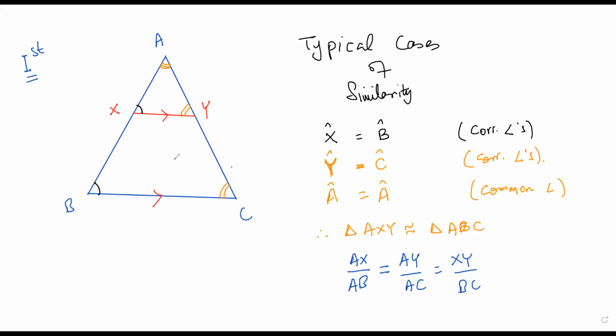Let me tell you again that we had a triangle ABC, then we have drawn a line ourselves, a line which is parallel to one of the sides of the triangle, and hence you get two similar triangles because you have this angle equal to this angle because of being corresponding angles, and this angle over here is equal to this angle, again the corresponding angles. Let me tell you the second typical case of similarity. The second case of similarity.